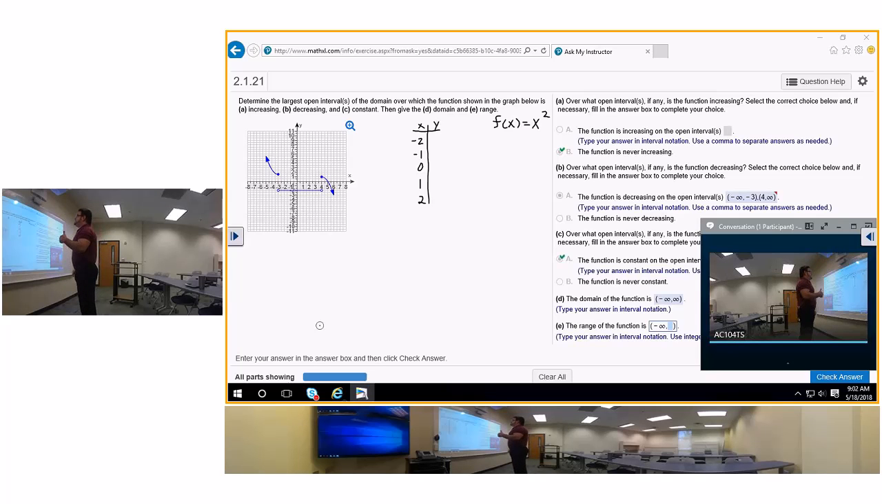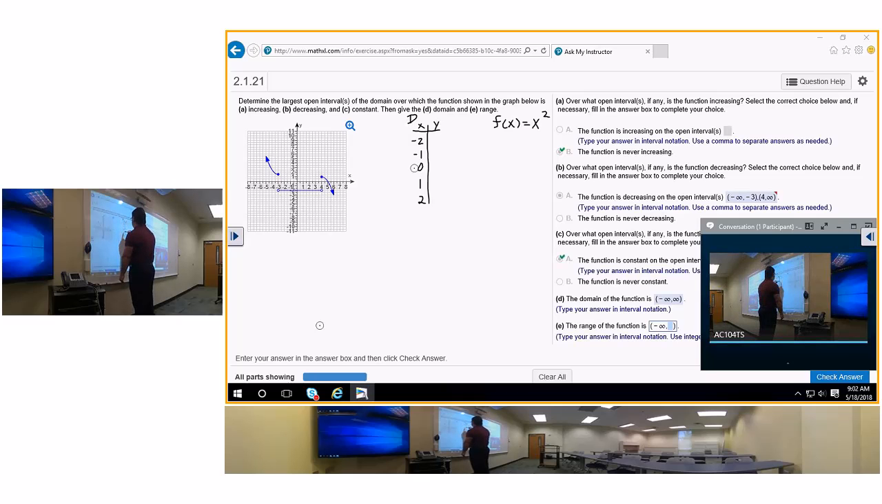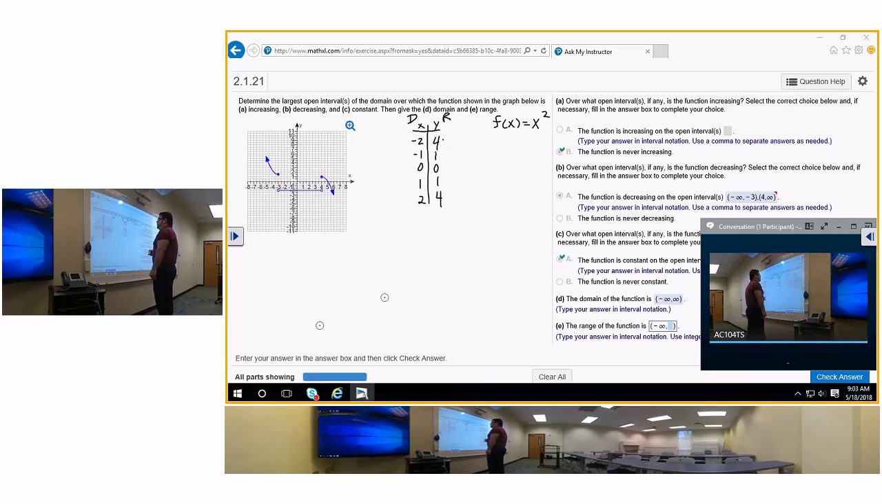So I have set the domain to -2 to 2. Therefore my range is affected. This is your domain from -2 to 2, and your y is your range. So -2 will spit out 4. -1 will spit out 1. 0 will spit out 0. 1 will spit out 1, and 2 will spit out 4. So now my range is from 0 to 4. Let's look at the graph.